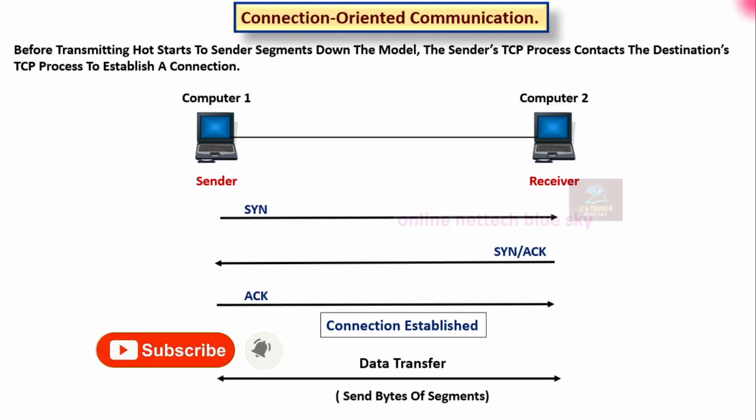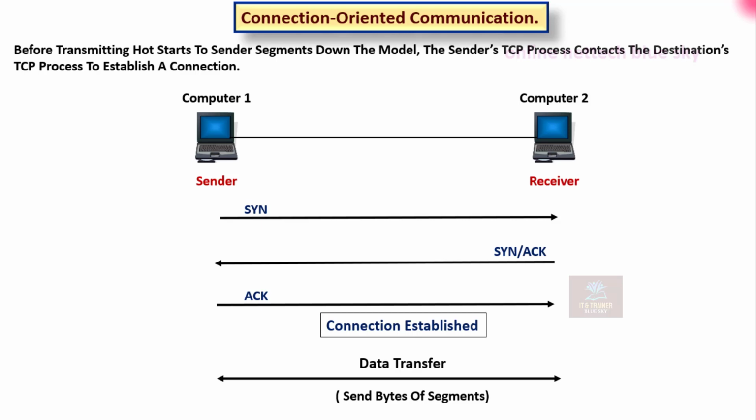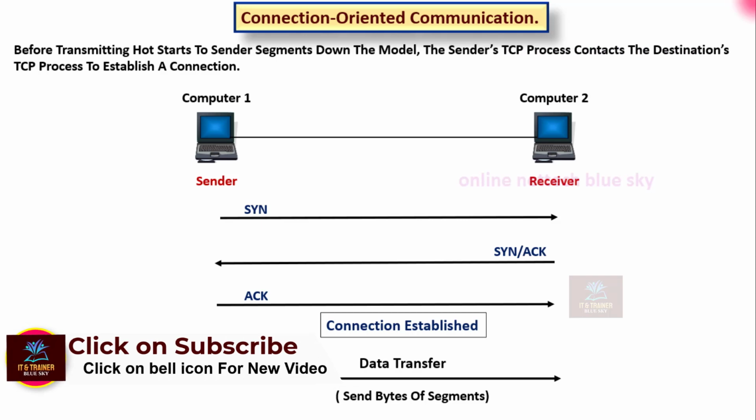So, send bytes of segment. Now let's discuss data transfer, how data is transferred from one computer to another. For example, you have created a very large video, minimum 500 or 600 MB, on your computer. So how do you transfer it from one side to the other, sending and receiving?